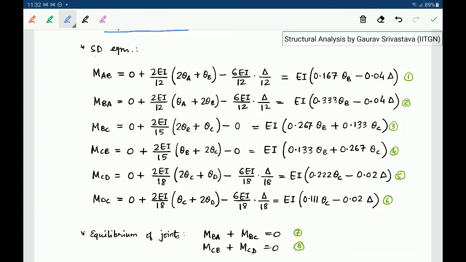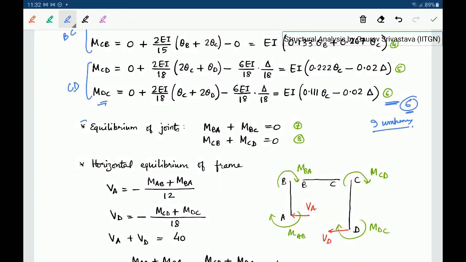Next we can write the slope deflection equation for member AB, for member BC, and for member CD. So this gives us 6 equations. Our total number of unknowns, let's count. There are 6 moments which are unknowns, and then we have theta B, delta, theta C, so 3 additional unknowns. So we have 9 unknowns and 6 equations. We need 3 more equations.